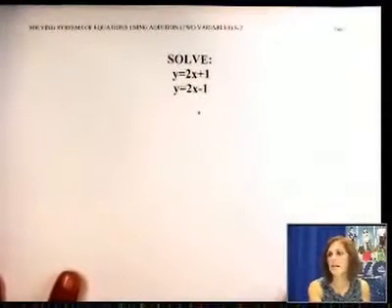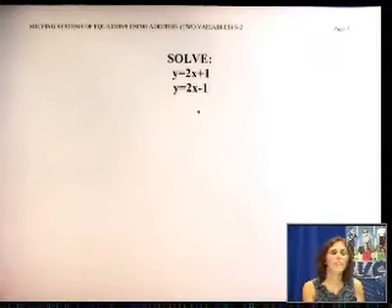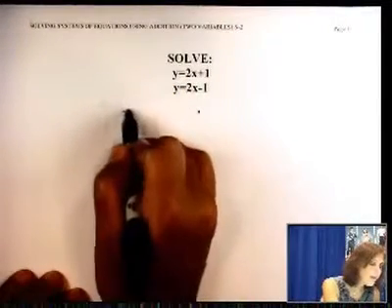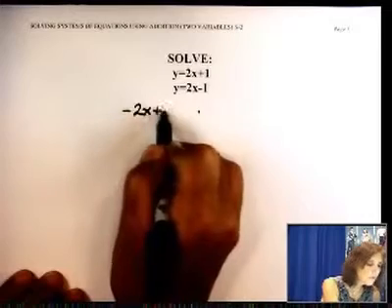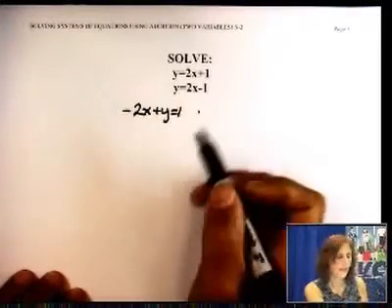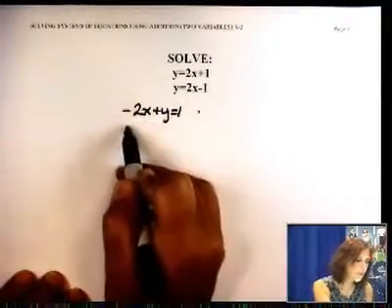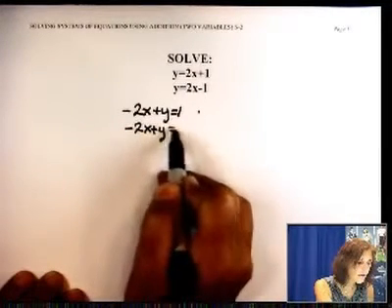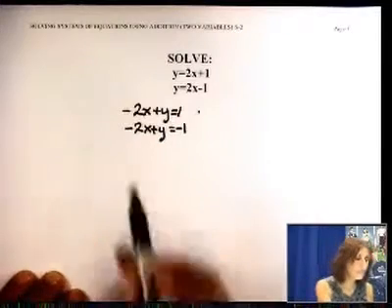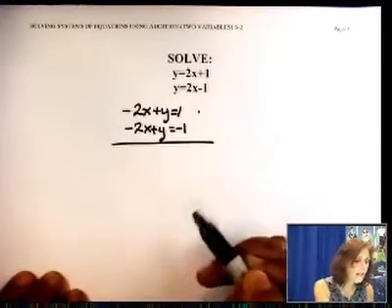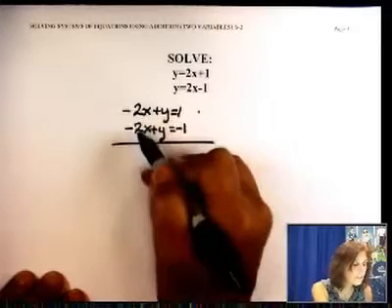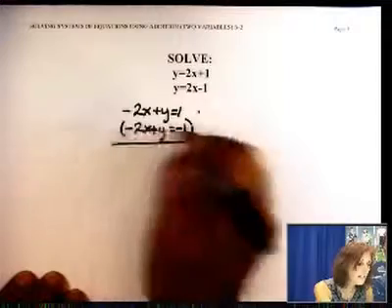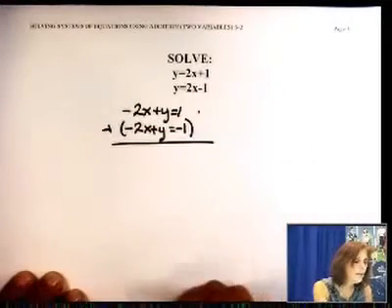Let's say I'm doing the same steps. I need to move everything to the left now. Negative 2x plus y equals 1. And then I move this to the left again. Negative 2x plus y equals negative 1. So I moved everything to the left, first step. And now, one has to be negative, the other one has to be positive. So what am I going to do? I'm going to multiply this whole thing by negative 1 and rewrite.